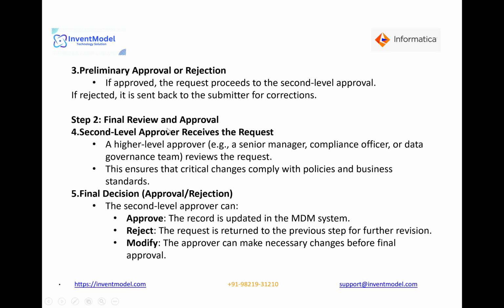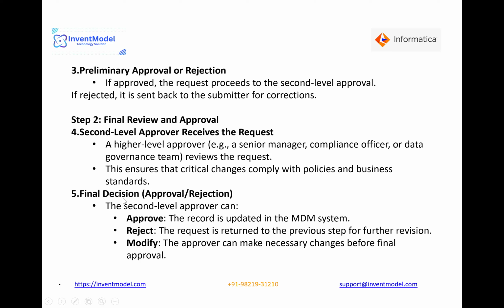Now step two is final review and approval. The second level approver receives the request. In final review and approval, because the request has passed from the first level, now comes the role of the second level approver. It will receive the request. A higher level approver, for example, a senior manager, compliance officer, or a data governance team, these are the senior people, will review the request. This ensures that the critical changes comply with the policies and business standards because it is being approved by the second level approver.